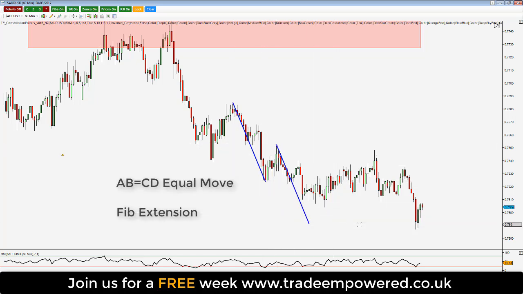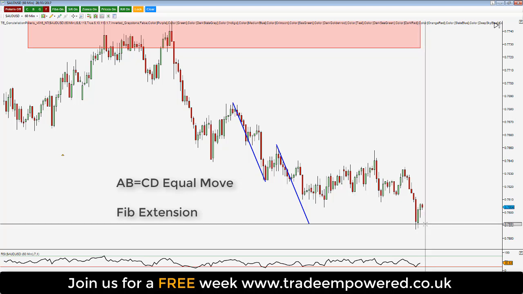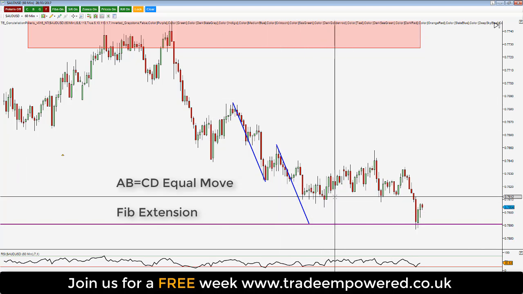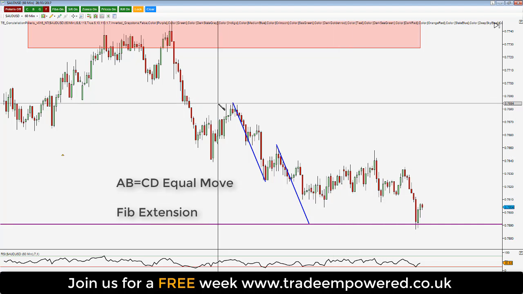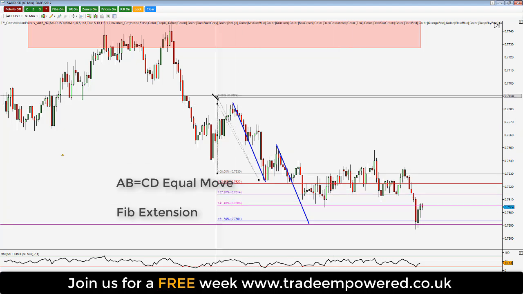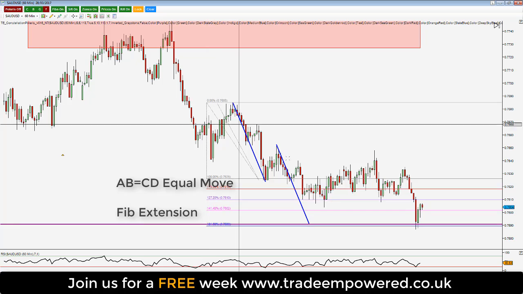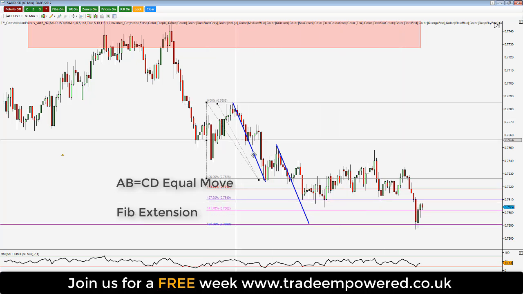Okay, from the most recent move to the most recent low, you can see we're at that ABCD completion point, that harmonic move. You may also bring on some Fibonacci tools and use your fib extension. You see we've got a 1.618 down there as well.